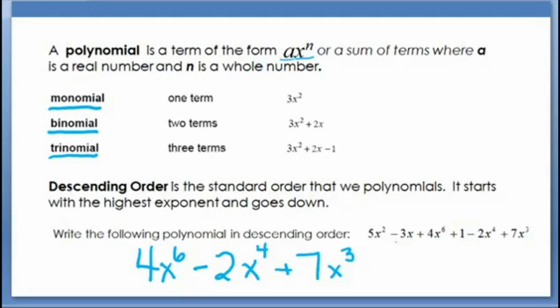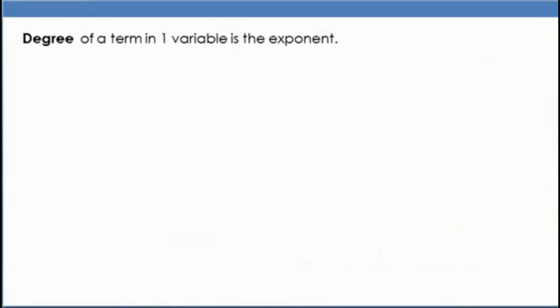X squared. And we need to put the plus there. That's a positive 5x squared. The minus 3x. And our constant term will go last. So this polynomial is written in descending order. Our next vocabulary word is degree.